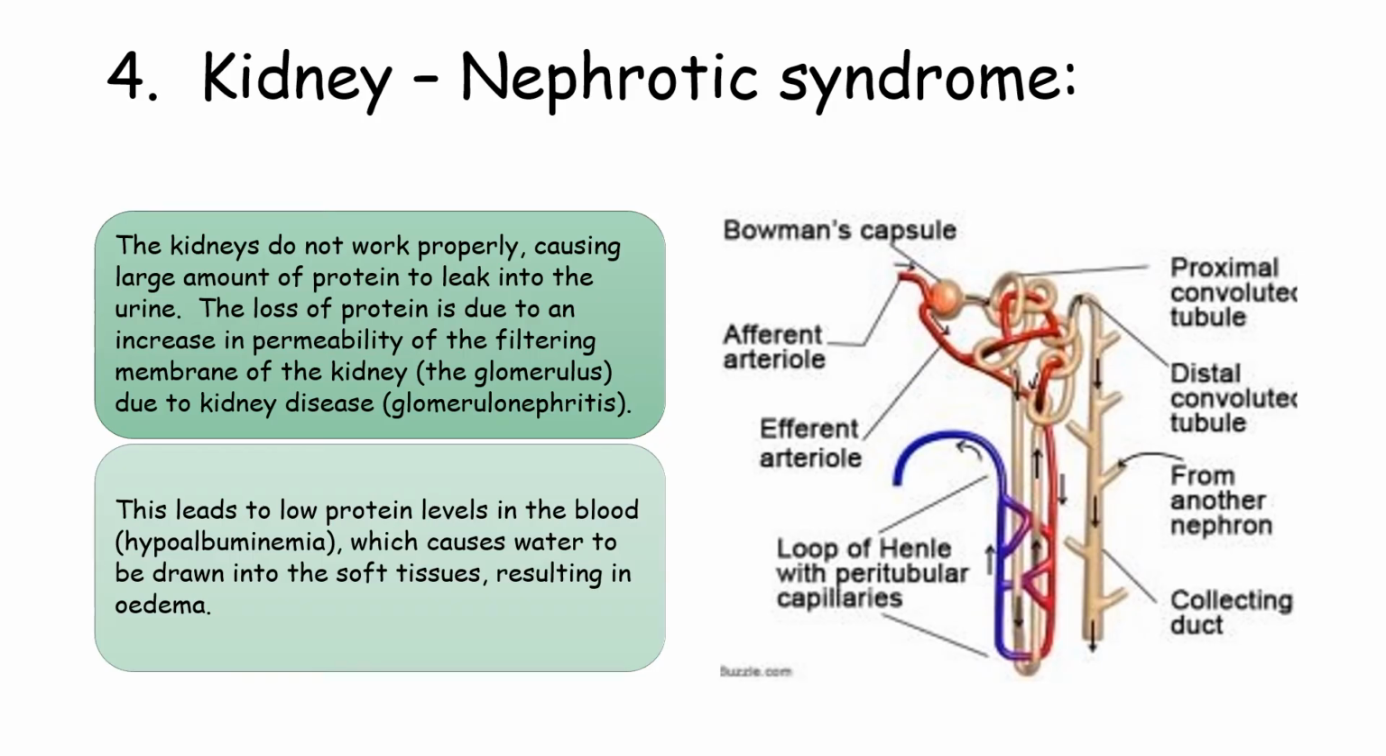With nephrotic syndrome, the kidneys are not working properly. It can cause large amounts of protein to leak into the urine. The loss of protein is due to an increase in permeability of the filtering membrane of the kidney, the glomerulus, due to kidney disease. This leads to low protein levels in the blood, which causes water to be drawn into the soft tissues, resulting in edema.